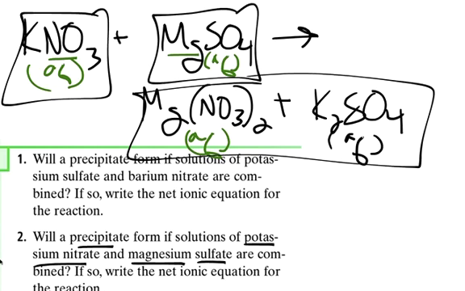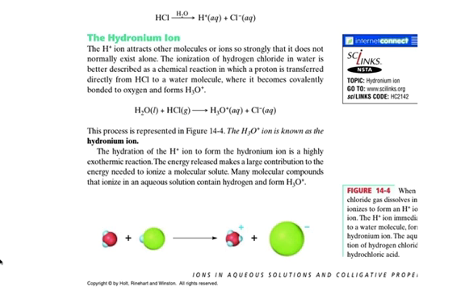So just because we have a double replacement reaction written out like that, and we are mixing two things, it doesn't mean that it necessarily forms a precipitate. We have to be cognizant of our solubility rules.